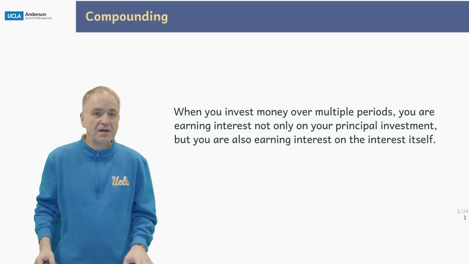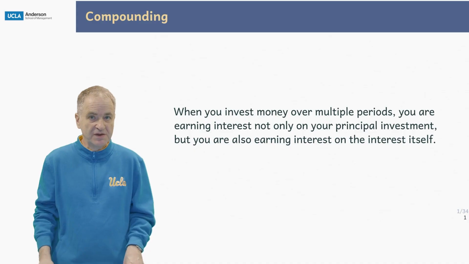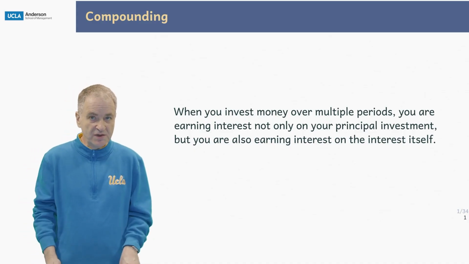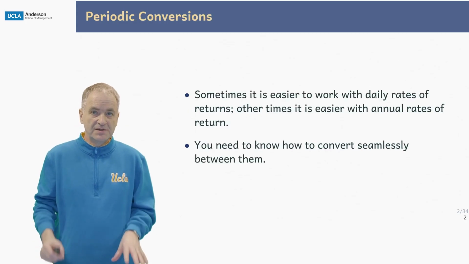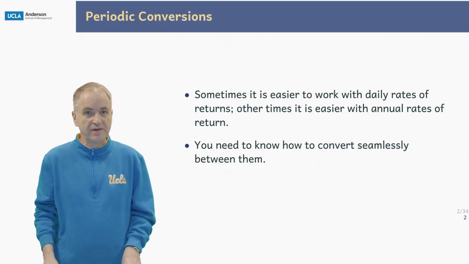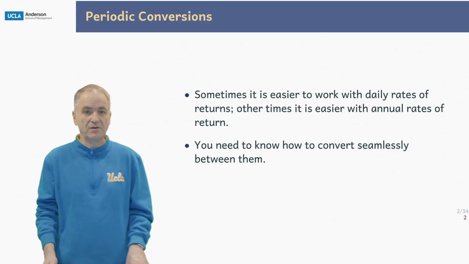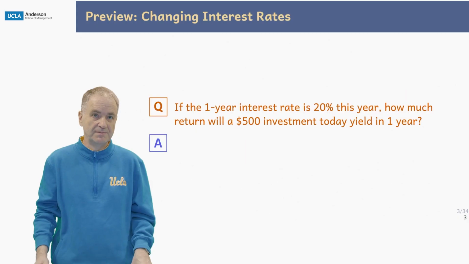Compounding. When you invest money over multiple periods, you're earning interest not only on your principal investment, but you're also earning interest on the interest itself. Now, sometimes it's easier to work with daily rates of returns. Other times it's easier to work with annual rates of return. You need to know how to convert seamlessly between them.